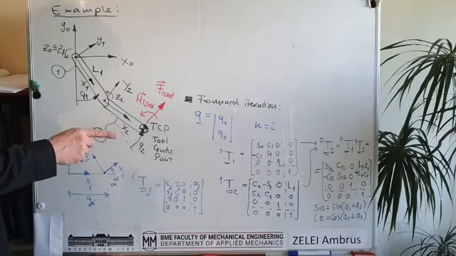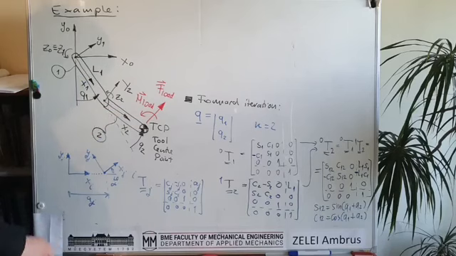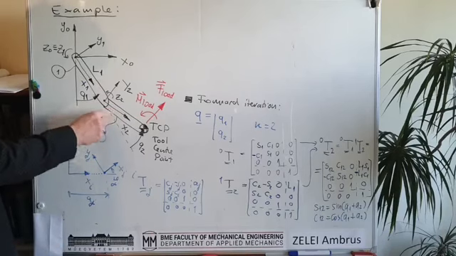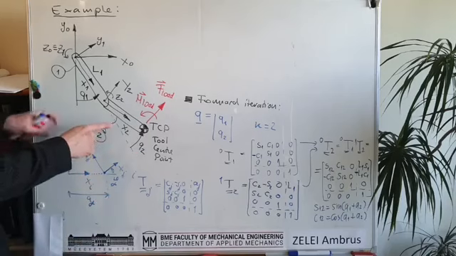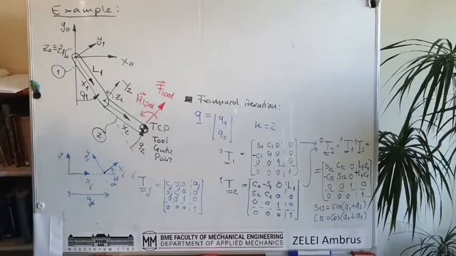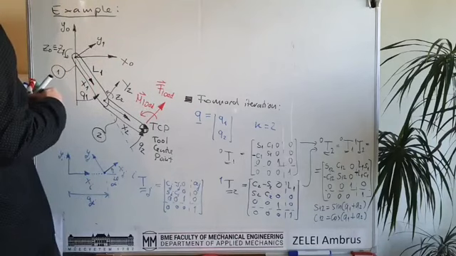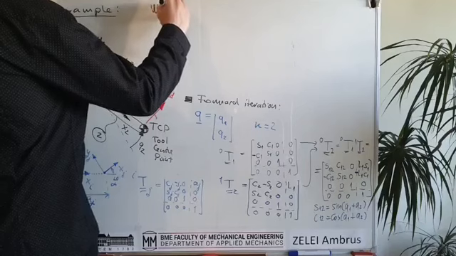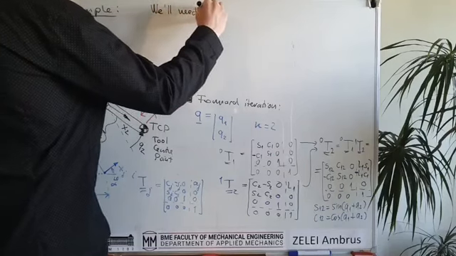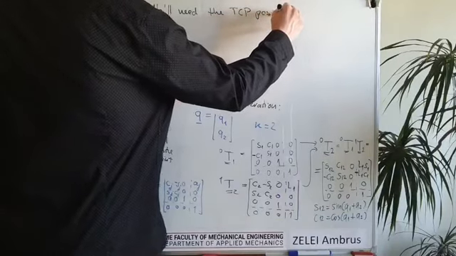And in the Lagrangian equation, we will need the position of the center of mass for each rigid body, and the acceleration of the center of mass of each rigid body in the Newtonian equations. Yes, and in the Lagrange equation we also need the velocity of each center of mass. So let's go and try to calculate everything. As we said, we will need the TCP position and velocity.